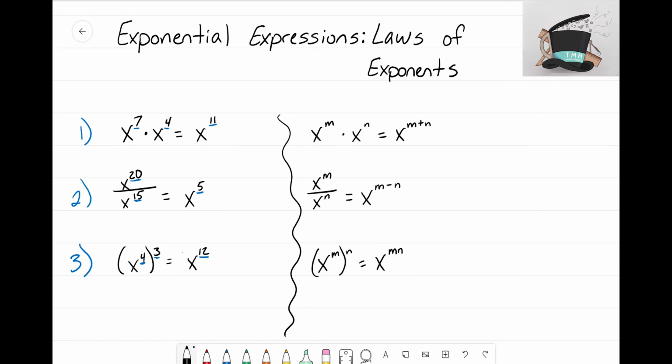All right guys, these are the first 3 laws of exponents. We have 2 more that we're going to look at in the next video. It's that Math Magician, and I'll see you next time.